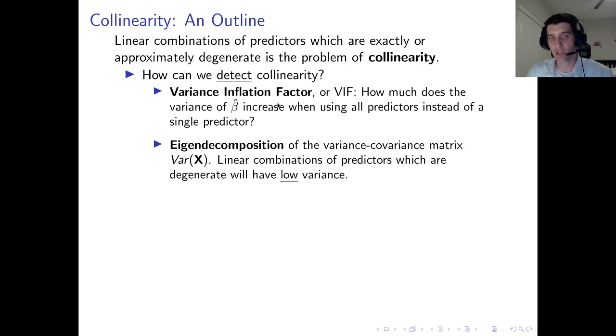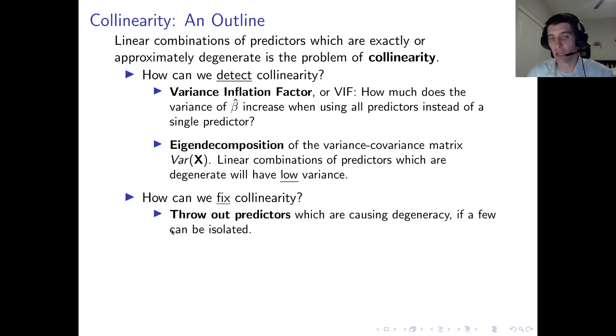So we're going to introduce the variance inflation factor. We're going to introduce the eigen decomposition. This is going to come in part 2 of this lecture. But we're going to have the eigen decomposition and the variance inflation factor for detecting collinearity. Okay, and then we're going to talk about how to fix collinearity in the third part of this lecture, where we're going to introduce throwing out predictors which are causing degeneracy.